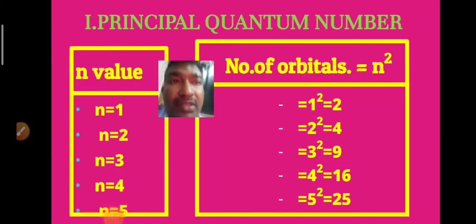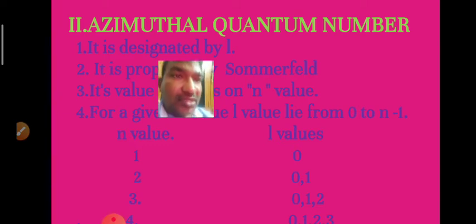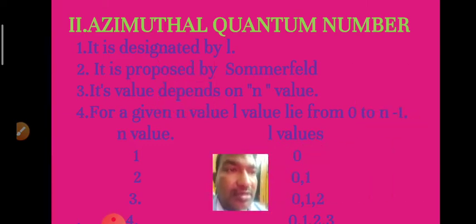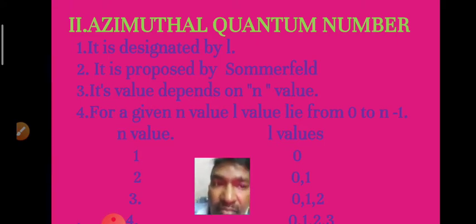Yes. So these are some points that we have to remember. And now we go for the azimuthal quantum number. Azimuthal quantum number. Here the azimuthal quantum number is also known as the orbital angular quantum number, otherwise the subsidiary quantum number.